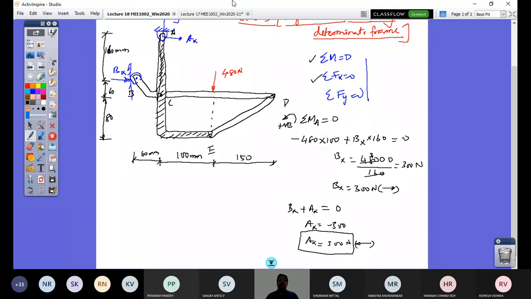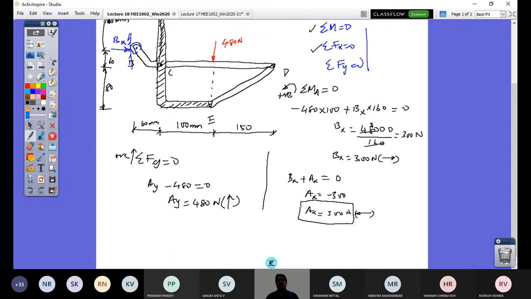Now what is Ay? Again, you can see in this entire frame only there are two forces. One is 480 external load acting down, another one is Ay. So it's very straightforward by observation. This equation also can support it. Sigma Fy equal to zero, considering vertical forces upward direction positive. I have Ay minus 480 equals zero. So I have Ay equals 480 Newton. That's upward direction.